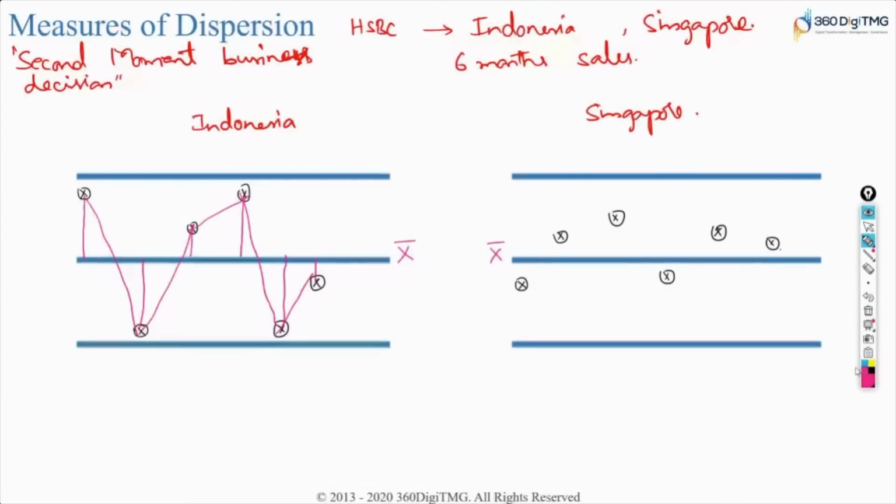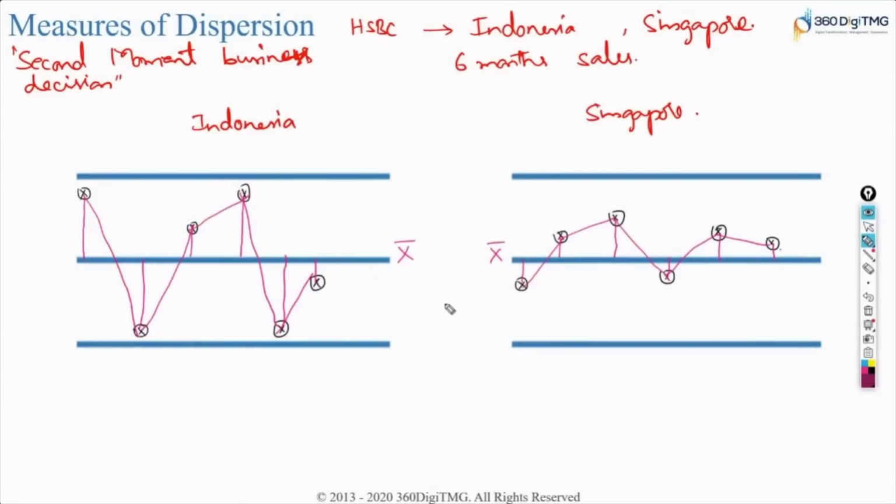Okay. So now once again, what is the definition of dispersion or variation? How far away is each point from the average? How far away is each month sales from the average? This is called as dispersion. If you see here, dispersion seems to be less in Singapore. Just as an example.